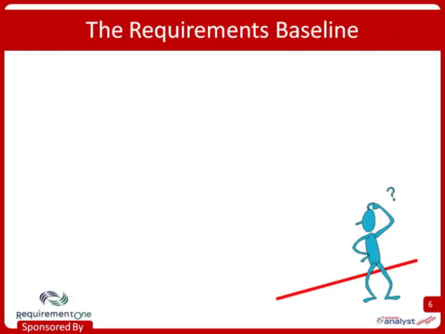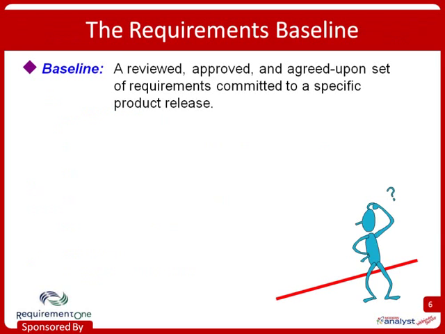Let's start with the requirements baseline. The term baseline is a configuration management term. A baseline we can define formally here as being a reviewed, approved, and agreed upon set of requirements that's committed to a specific product release. And that doesn't have to actually be a release that goes out to customers. That could be an internal increment or release. So a baseline represents a snapshot in time, a work product or a set of related work products that can serve as the starting point for changes and serves as the foundation for the subsequent activities performed on the project.